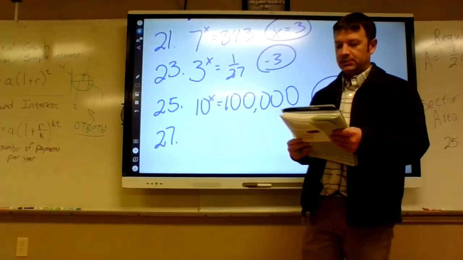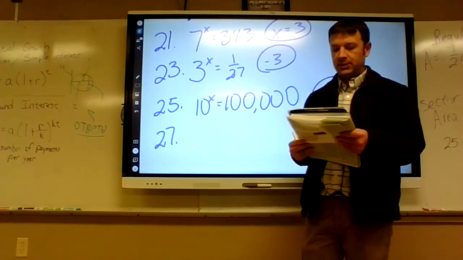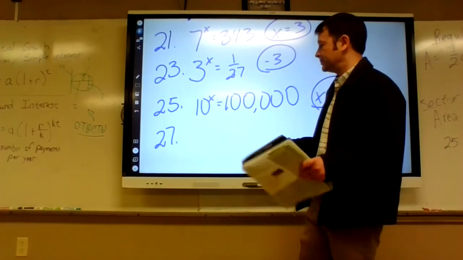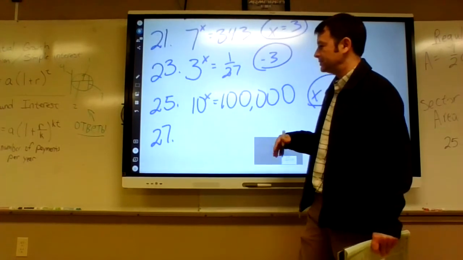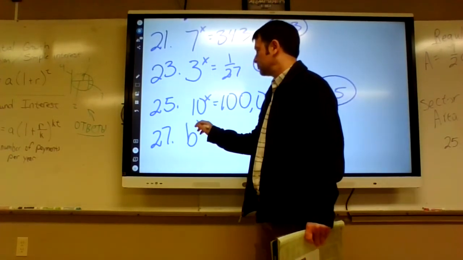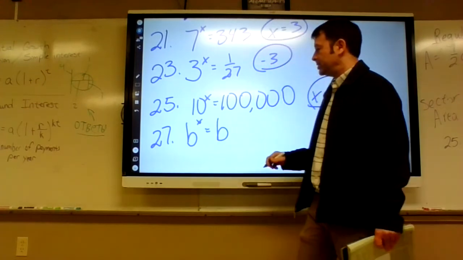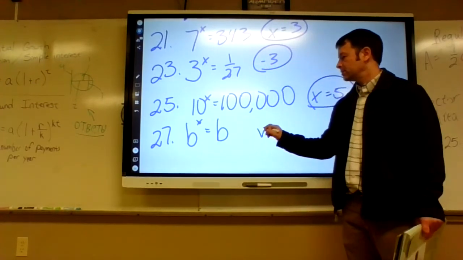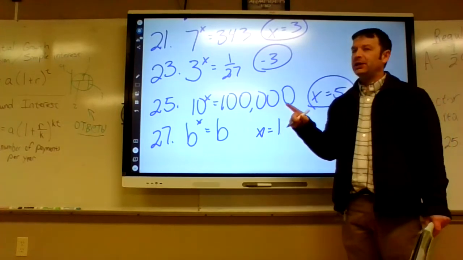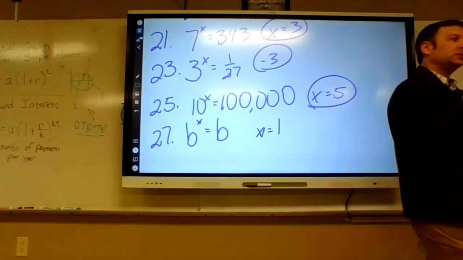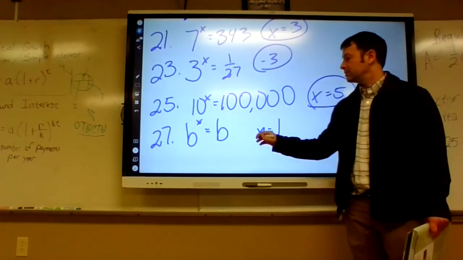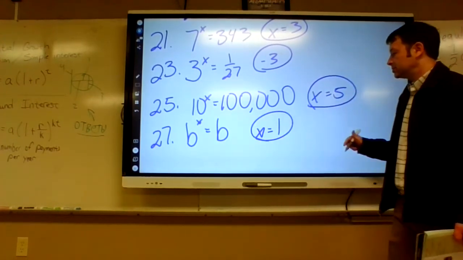27. Josie, do you know how to write 27 as an exponential equation? b to the x power equals b. Alright, so b to the what equals b? 0 or 1. 1. Anything to the 0 is equal to 1. Anything to the 1 is equal to itself. Okay. So it's just 1.